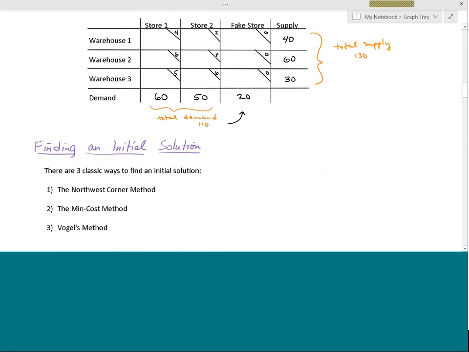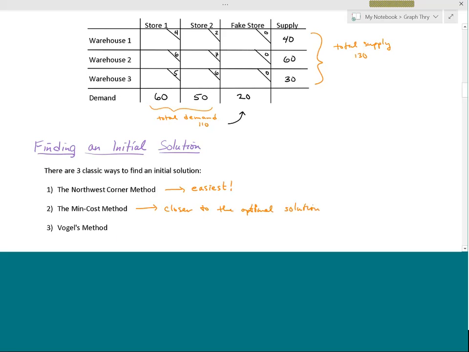Now, there are claims to fame and advantages to all of them. Northwest corner method is the easiest one. No lies, that's why we're going to do it. The minimum cost method is less easy. It takes a little bit more thought process to actually do it, but the initial solution that the minimum cost method yields is actually closer to your real solution that has totally minimized the cost. So this one here is closer to the optimal solution.